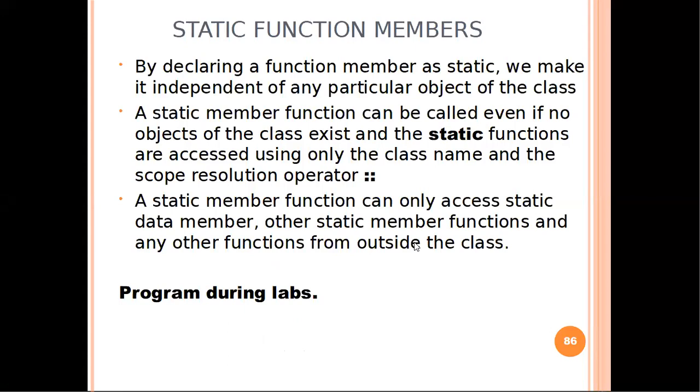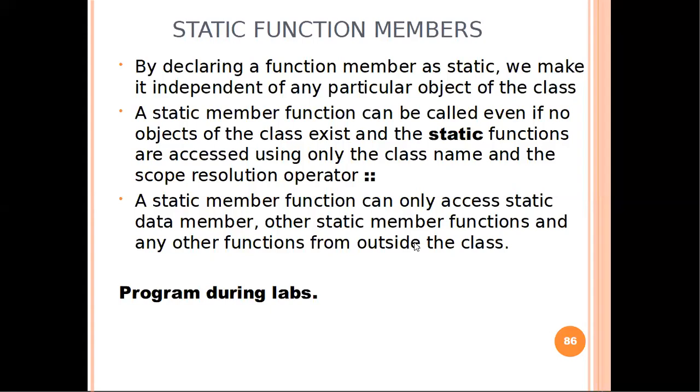A static member function can be called even if no object of the class exists. So there is no need to create the object to call this static function. Directly, this static function is called with the help of the class name. With an object, we call multiple member functions, but in the case of a static function, no need to create that object. Without an object, we directly access that static function.